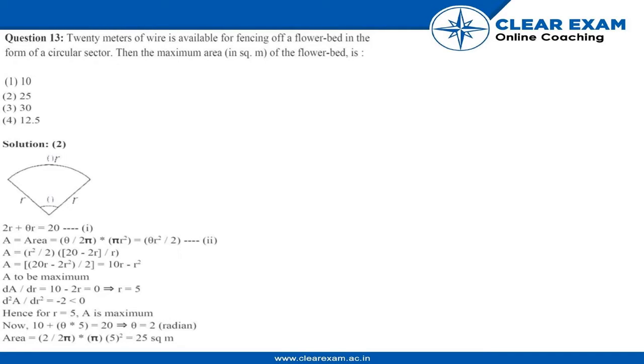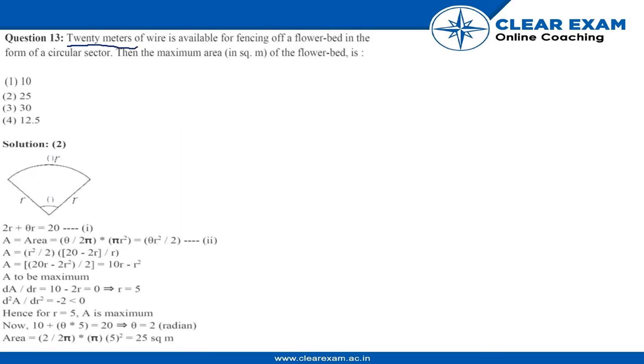Hey guys, now we will solve question number 13 and we will see what the question says. 20 meters of wire is available for fencing of a flower bed in the form of a circular sector. Then the maximum area in square meters of the flower bed is. Let's just see what the question is providing us.